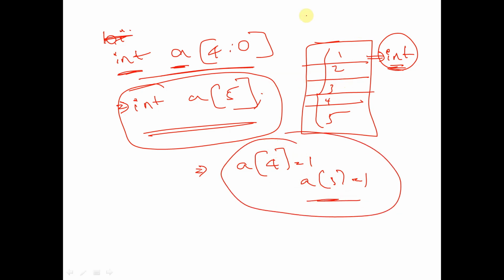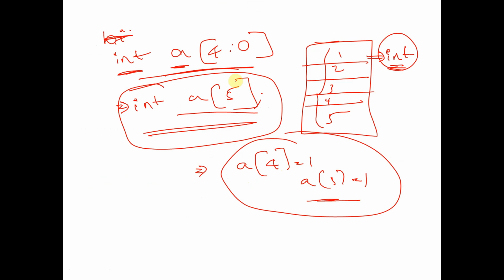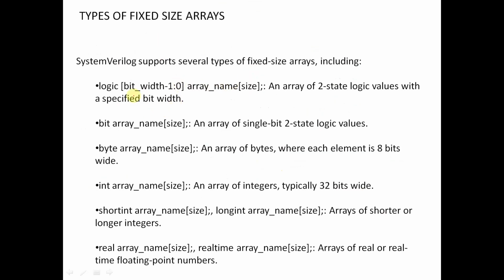This is a fixed size array, and we can create an array and we can assign values to these arrays. And the size of the array must be a constant expression known at compile time. So the size of the array must be known at compile time in the case of fixed size arrays. And these are the types of fixed size arrays. We can declare logic type, bit type, byte type, int type, shortint type, real type. So we are just mentioning the data types here. This is the syntax of arrays.